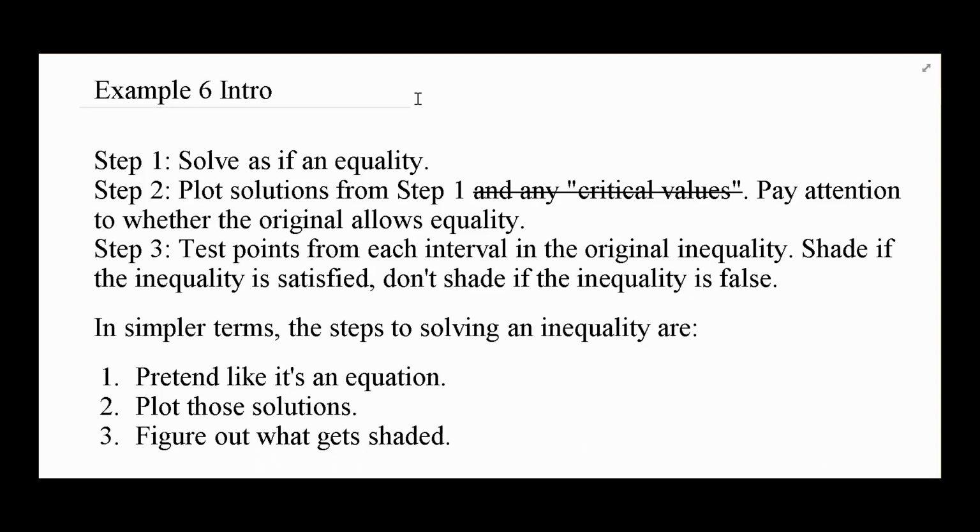During this step, when we plot those solutions, we're going to pay attention to whether our original problem did allow for equality or not. So was it less than or equal to, or was it just less than? Because if equality was allowed in the original problem, and we found the point where we are equal, then we want to include that point in our final answer. So we're going to use things like a closed circle as opposed to an open circle.